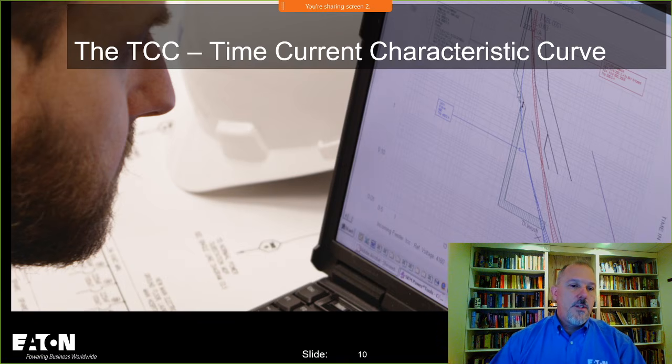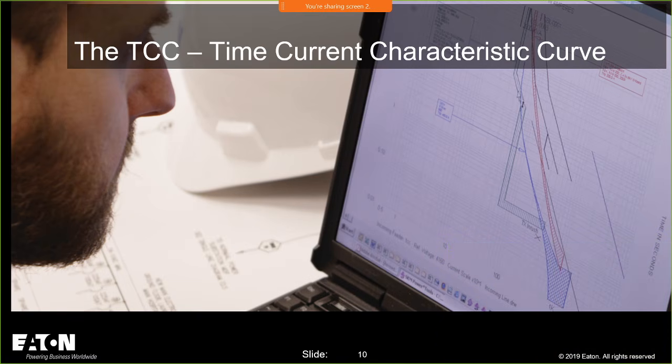But I'm going to focus right now on some pre-information before we get to the quiz. So I'm going to focus on some of the basics around selective coordination. That'll help us understand some of the right or wrong answers as we move through that quiz.